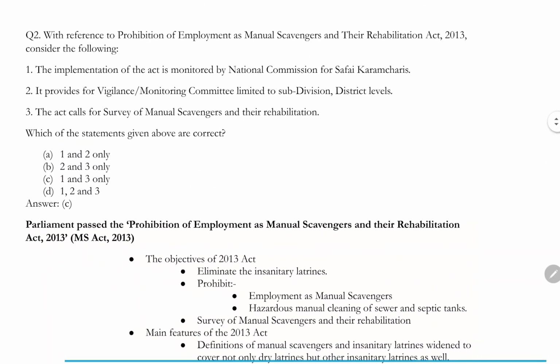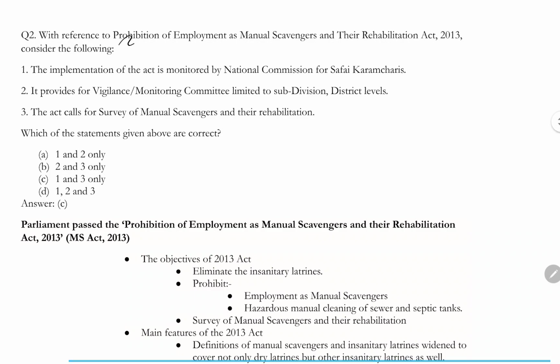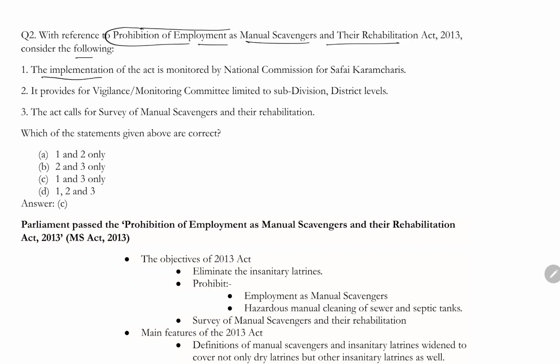Moving forward, with reference to the prohibition of the employment as manual scavenger and their rehabilitation, consider the following statements. Okay, the first is that the implementation of the act is monitored by the National Commission for the Safai Karamchari.